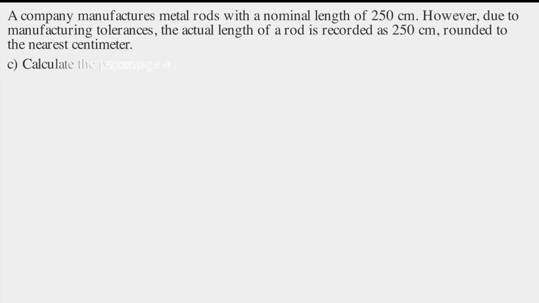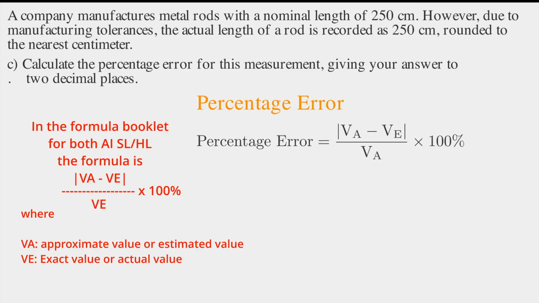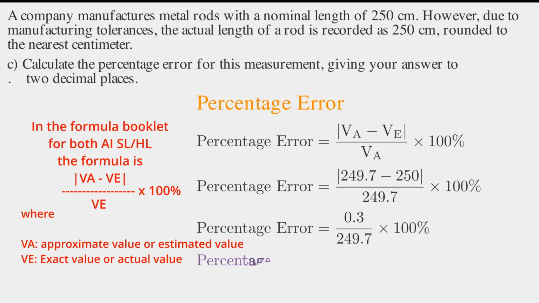In the third part, we have to calculate the percentage error and round the answer to 2 decimal places. Now, the percentage error formula is the absolute value of V_A minus V_E, divided by V_A, times 100%. So this means that the percentage error is the absolute value of 249.7 minus 250 over 249.7 times 100, which will give us 0.3 over 249.7 times 100, which is about 0.12% to 2 decimal places.